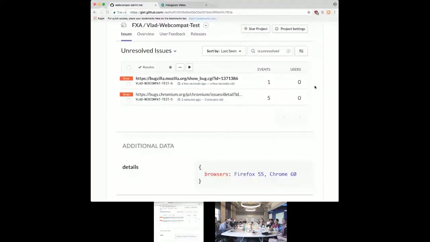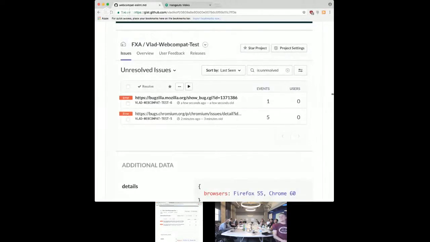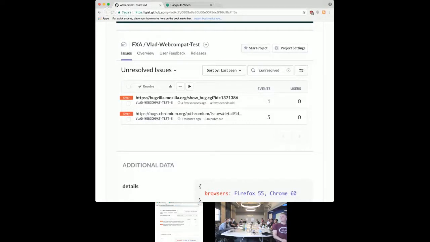Cool. That's it for you. Yeah, I did the scrolling. Yeah. And the window resizing. Yeah. Oh yeah, so at the bottom there's also the details: this issue is in Firefox 55 and Chrome 60. This solution.